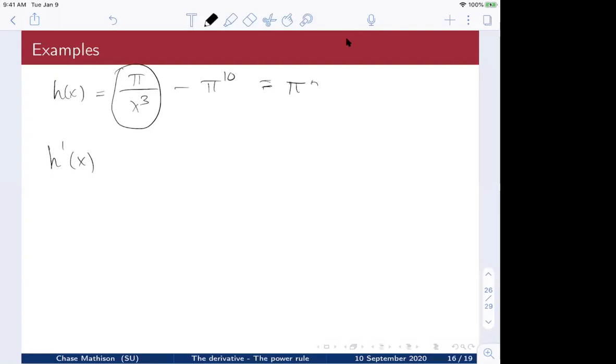X to the negative 3. Perfect. Pi times x to the negative 3. And then I don't have to do anything with this one, minus pi to the 10. So h prime of x, again, I've got a sum, or really a difference here, so I can just do the derivative separately. Derivative here, derivative here. So what's the derivative of pi times x to the minus 3?